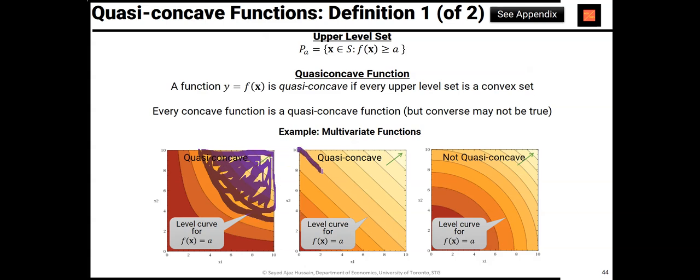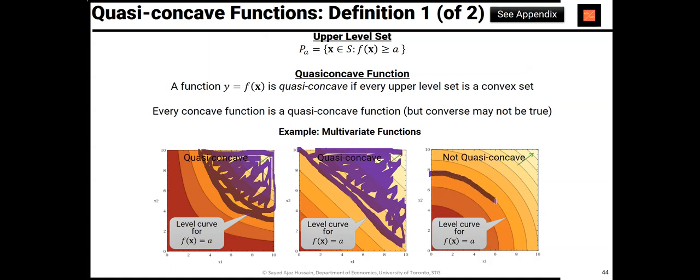Here's a level curve right here. What's the upper level set? It's all those things over here, so this entire region right here. Sorry, I should not have done this, but you get the point. Is this set a convex set? Yes. Okay. And now remember that the arrow is pointing up this way.